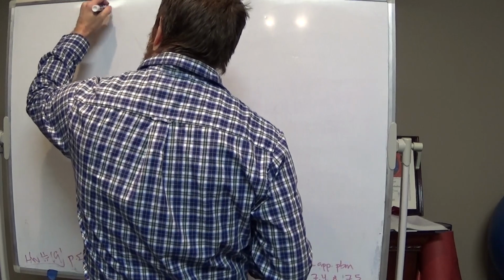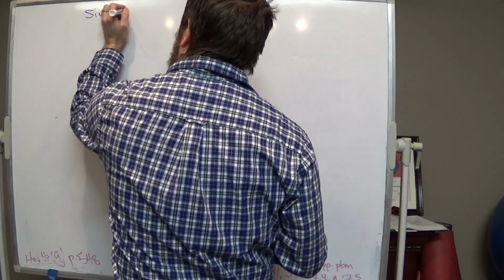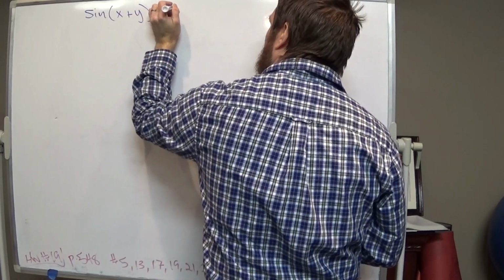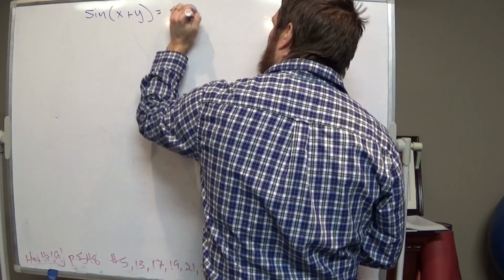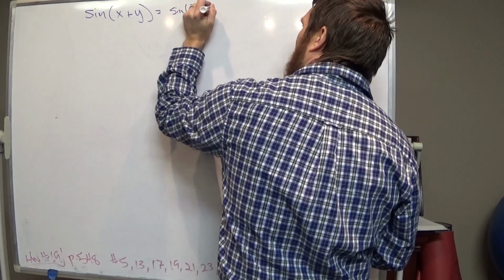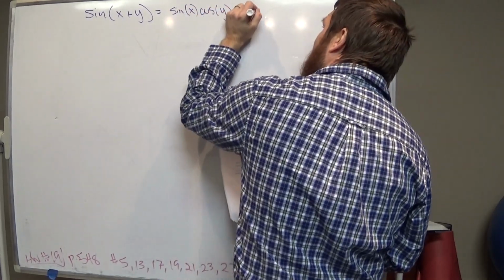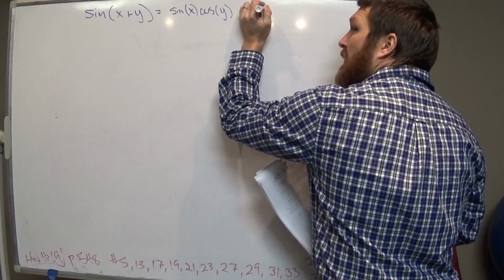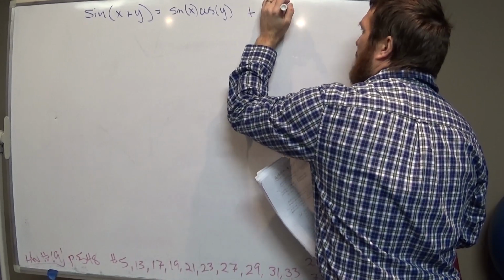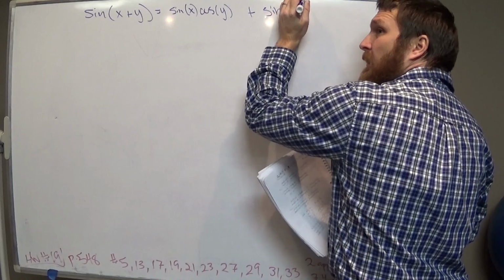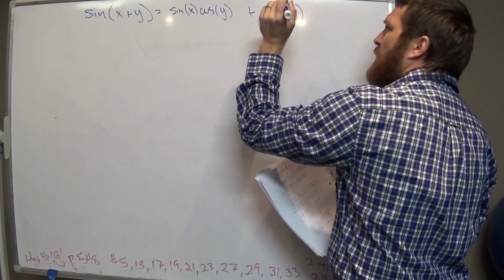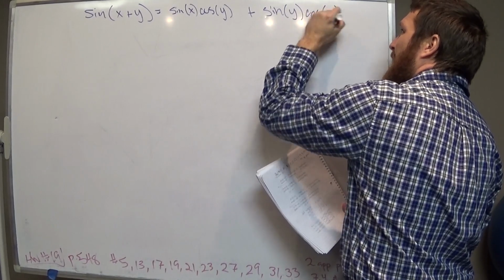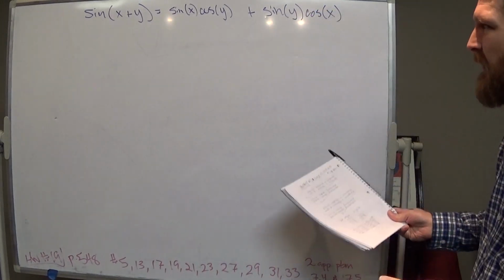So our old friends, sine of x plus y, which is what? Sine of x, cosine of y, plus, because sine is the same, plus cosine of x, sine of y. That's just how I like to do it, and you could do it either way. Whatever you want to do. Cosine x. Okay? That's how I like to do it.